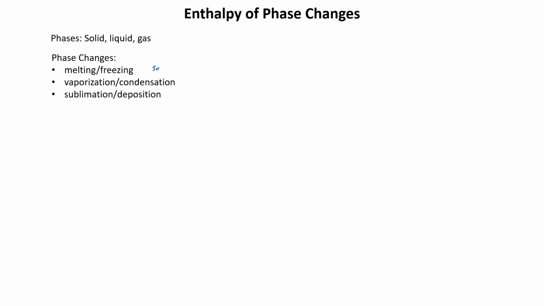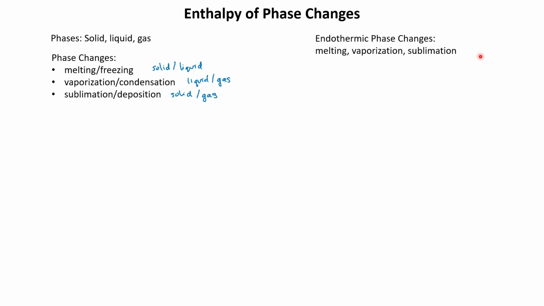Of course, melting and freezing is a phase change between solid and liquid or liquid to solid. Vaporization and condensation is either liquid to gas or gas to liquid, and sublimation and deposition is either solid to gas or gas to solid. The phase changes that are endothermic are melting, vaporization, and sublimation. Again, you need to put energy into the system to affect these changes. Our exothermic phase changes are freezing, condensation, and deposition. You're going to need to pull energy out of the system to affect these phase changes.